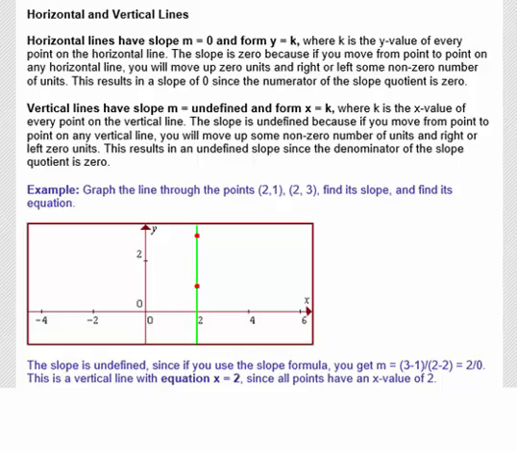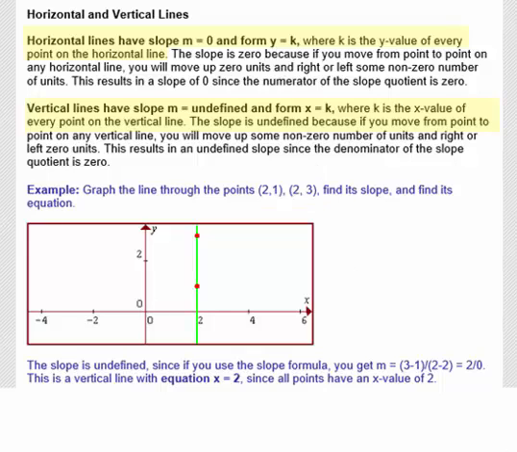And now let's take a look at horizontal and vertical lines. Horizontal lines have a slope of m equals 0, and they have the form y equal k, where k is the y value of every point on that horizontal line. Vertical lines have slope undefined, and they have the form x equal k, where k is the x value of every point on that vertical line. And here's a few examples.